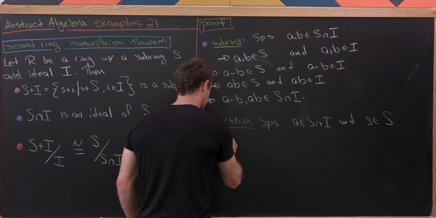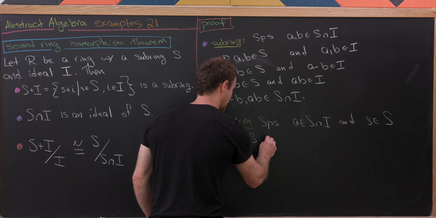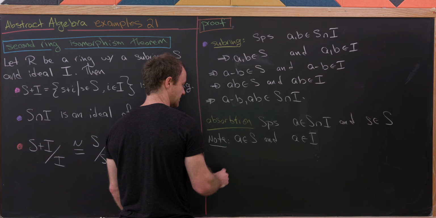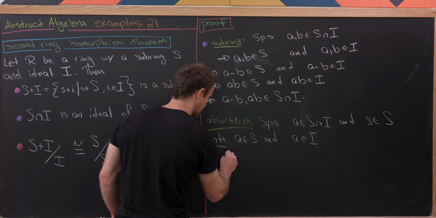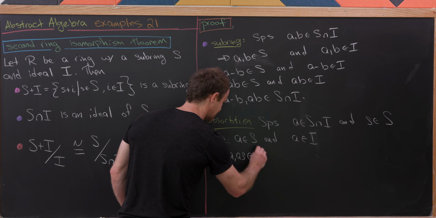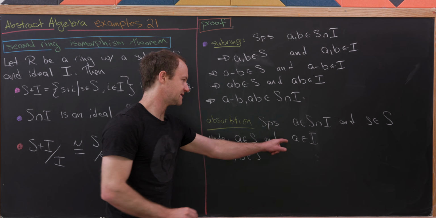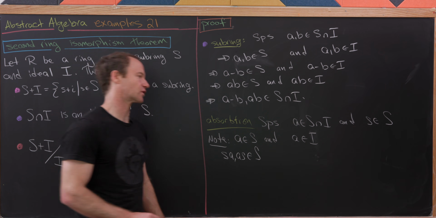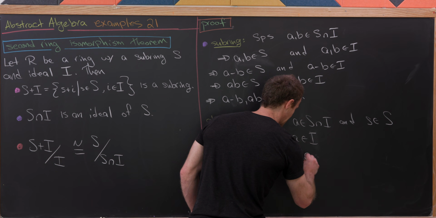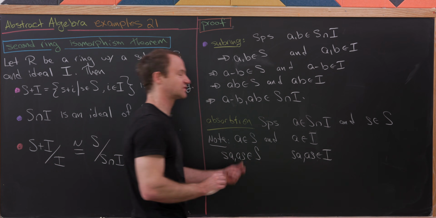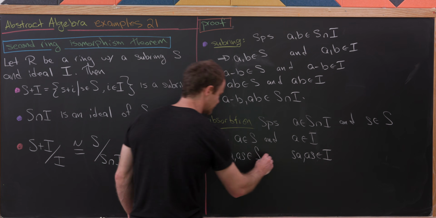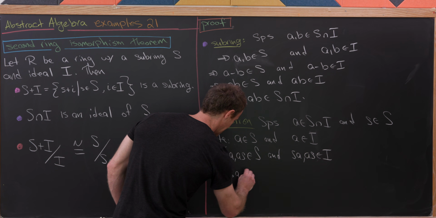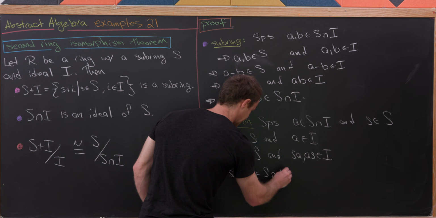Let's notice that we immediately know that a is in S and a is in I, just by the intersection. But since S is a subring, that tells us that sa and as are in S. But since I is an ideal, the ideal I has the absorption property, so that means that sa and as are in I, by the absorption property of the ideal. But then we can put those two things together to say that sa and as are in S intersect I.